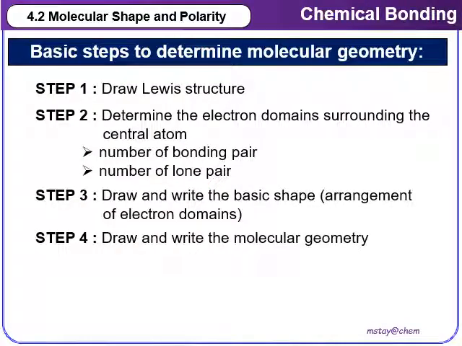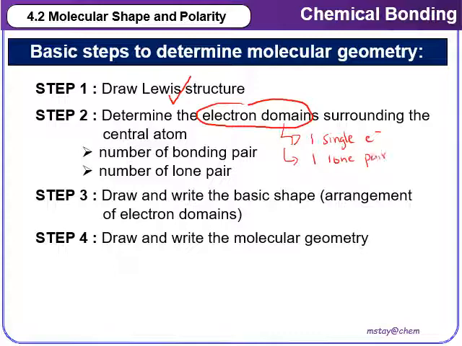So how are we going to determine the molecular geometry? First you must draw the Lewis structure. Based on the Lewis structure, you are going to determine the electron domains. Basically, we need to know how many bonding pairs and how many lone pair electrons there are. A reminder again: one electron domain can be one single electron, one lone pair, one single bond, one double bond, or one triple bond. All these are considered as one electron domain.